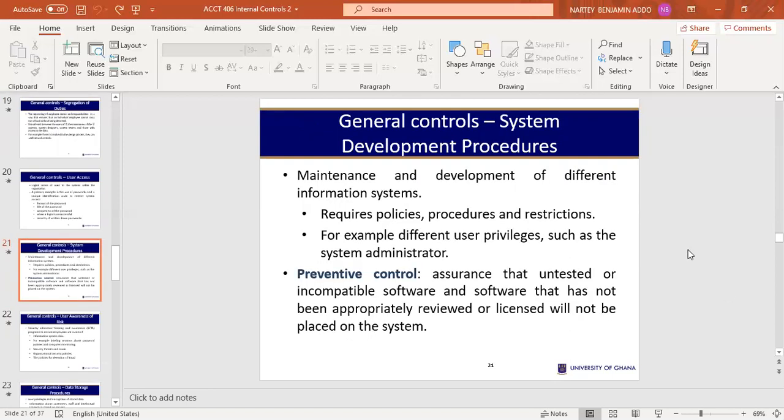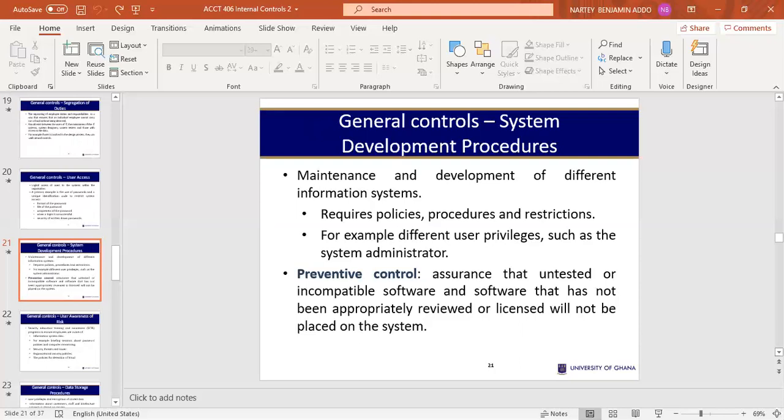Then when we talk about general controls, we have system development procedures, those who develop the system. And maintenance and development are different in information systems, you see. So it requires policies, procedures and restrictions on the development of a system. Or you have what we call privileges of the user, such as the system administrator. The system administrator, we got to know in our last lecture that he has several functions that he performs. So his function must also be separated from others. Preventive control: assurance that untested or incomplete software that has not been appropriately reviewed or licensed will not be placed on the system.